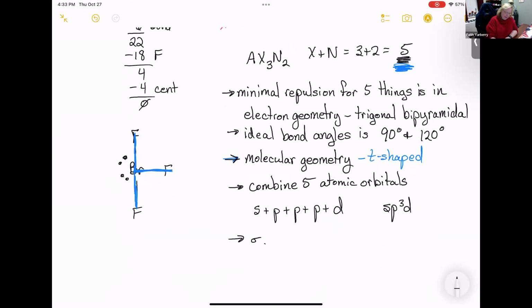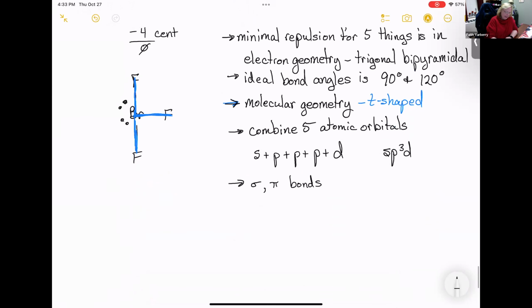For our sigma and pi bonds, because they are all single bonds, we have 3 bromine fluorine sigma bonds, because they are all single bonds.